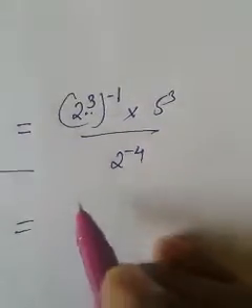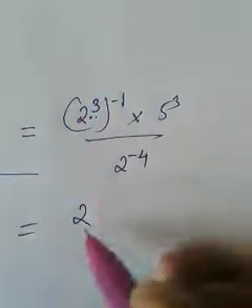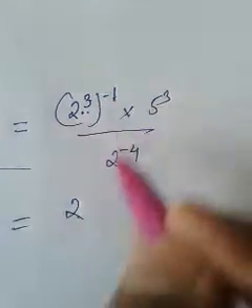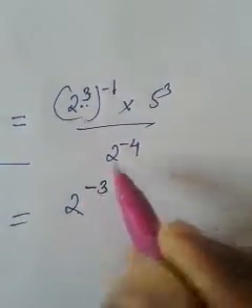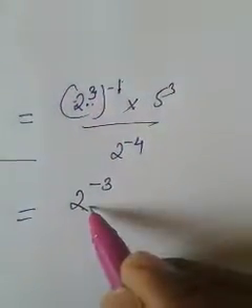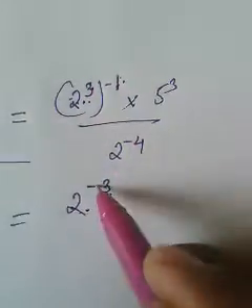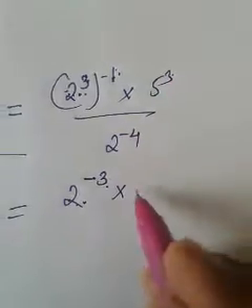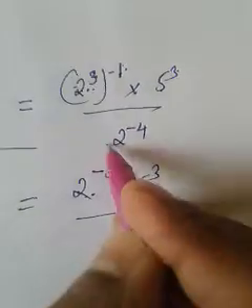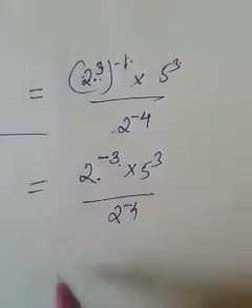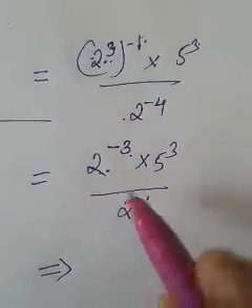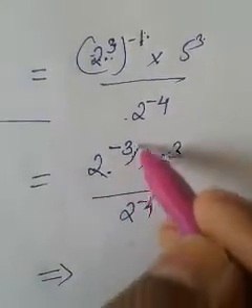Okay. Now just see, this 2 as it is. What is 3 into minus 1? Minus 3. So 2 raised to 3 all raised to minus 1 will be 2 raised to minus 3, because this 2 as it is, 3 into minus 1 is minus 3. Then 5 raised to 3 as it is, divided by 2 raised to minus 4 as it is.